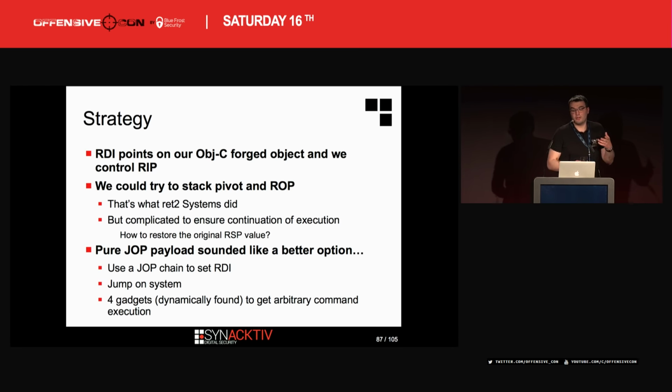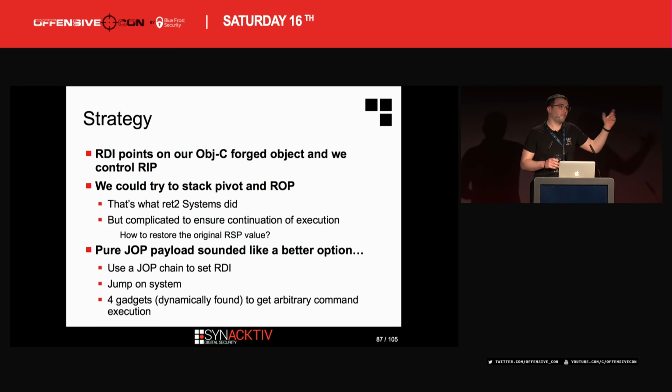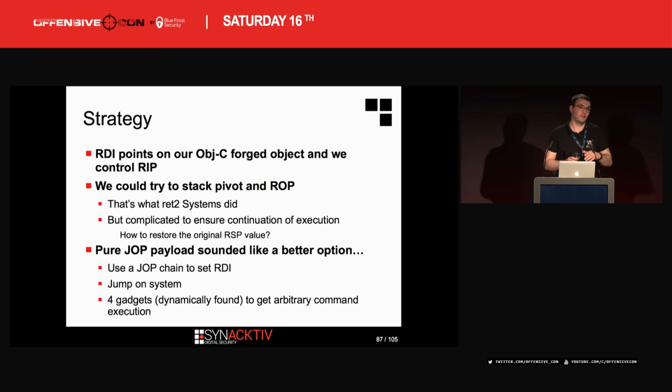For example, what Red 2 Systems did is allocate a fake stack and jump at the beginning of the window messaging handling process. I found that it wasn't the most beautiful thing to do. So I decided to just use a pure jump payload. I just jump, control the value of RDI, and jump on system to execute arbitrary shell commands. And after that, everything will continue like nothing happened.